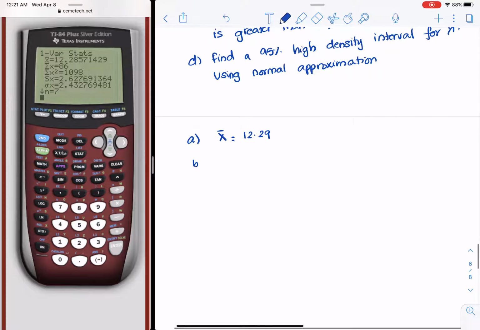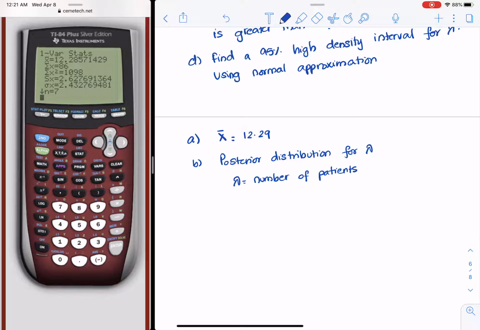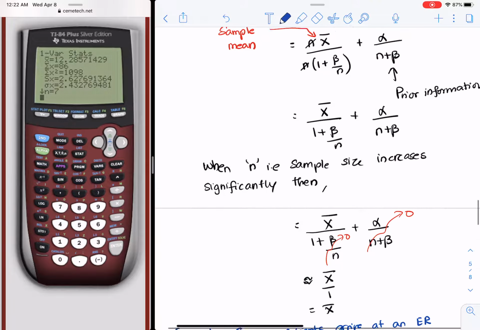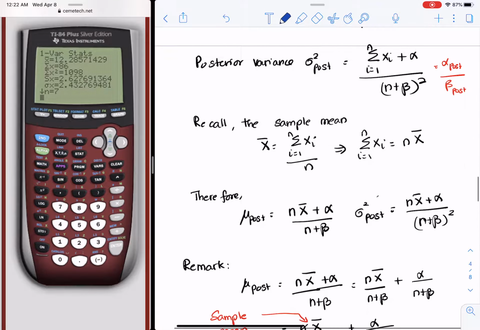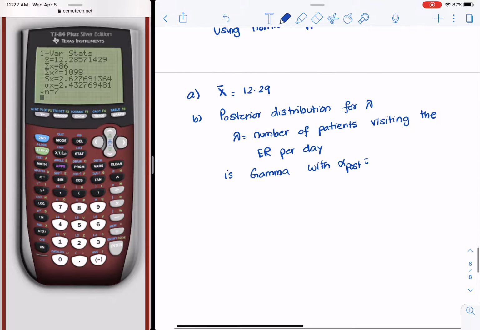Now we want to find the posterior distribution. We know that the posterior distribution for lambda, which is simply the number of patients visiting the ER per day, is also gamma, but its parameters are alpha post, which is sum x_i plus alpha, and beta post is n plus beta.